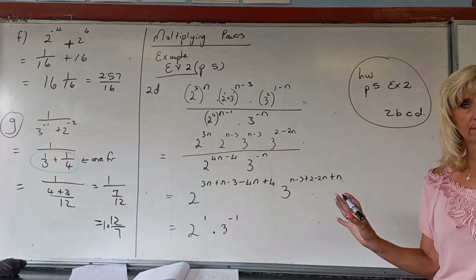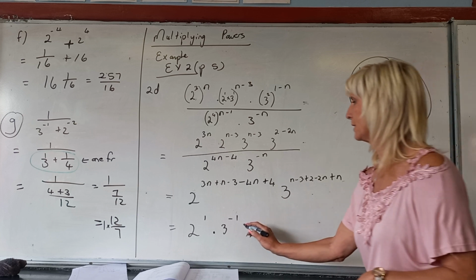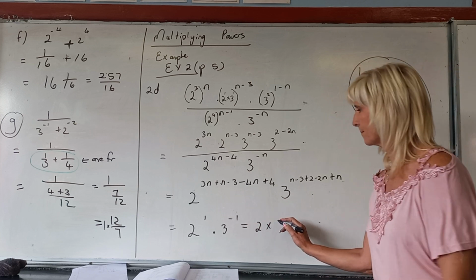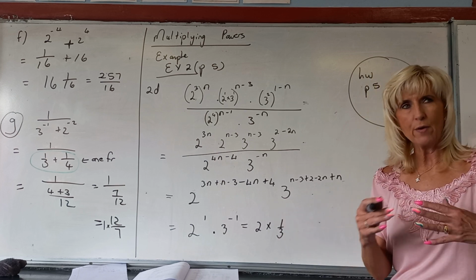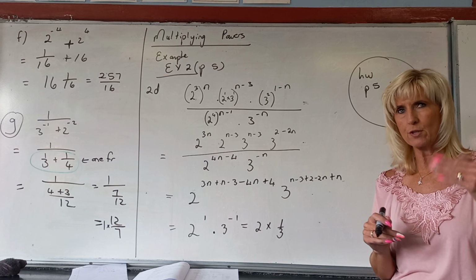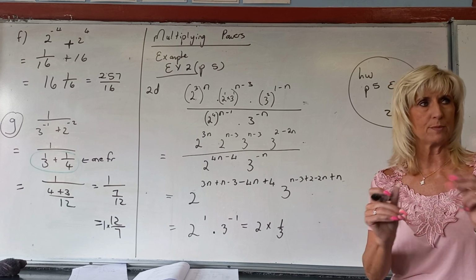Is that fine? No, we don't leave it that way. We're going to say that this is 2 times 1 over 3, a third. Knowing that 3 to the minus 1 is a third, 3 to the minus 2 is a ninth, is something that you must get yourself used to.